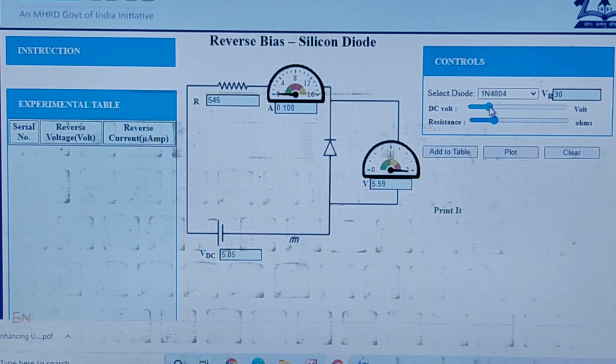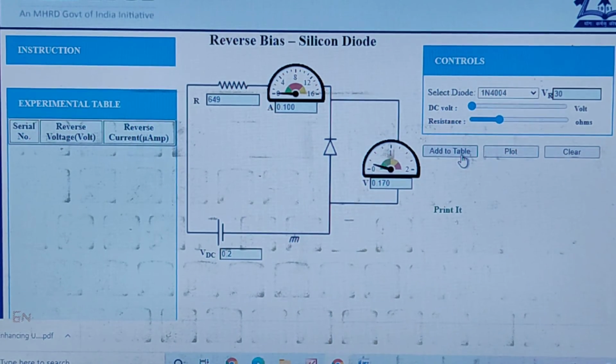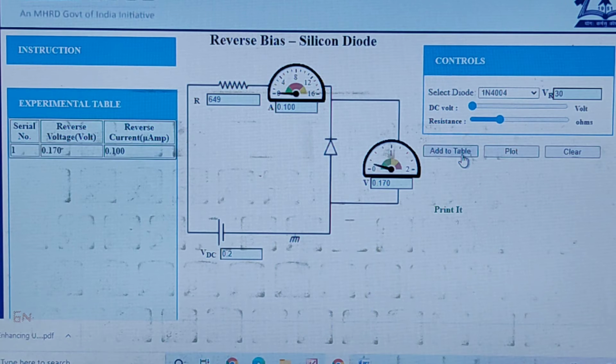Okay, 5.8 volt, then 5.85, then 5, and such things are going to be changed. So we started with the point fractional value. We change the resistance, we put it down to 600 ohms, then 650 ohms, that is going to be indicated. If we make this, then click the add to table button. So you can add the first reading, where we supplied 0.170 volt, which directly gives 0.0110.